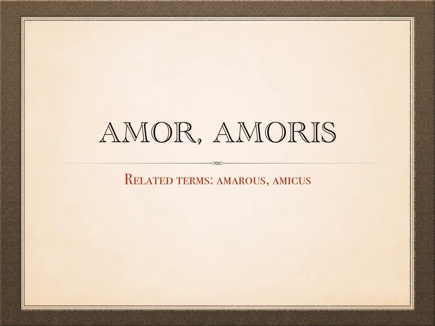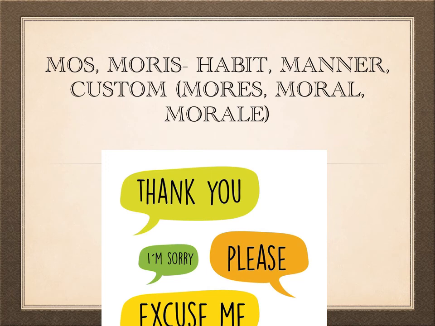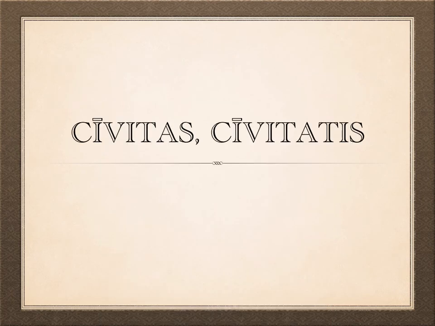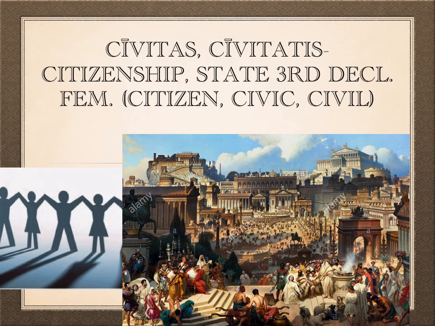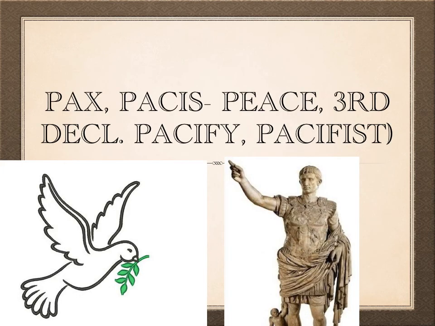What is amor, amoris? We also saw that one as well. So you should be very fresh. This is related to amicus and amo amare. It means love. Okay, mos moris, we just saw that one too. We get words like moral and morality from this, and it means habit, manner, or custom, or morals as well. Civitas, civitatis. What is this one going to be? We have civilization, civilized, and civilian as related terms. It means exactly citizenship or state. Yep, very good. Pax pacis, we get pacify and pacifist from this. It means, anyone? Peace, very good.